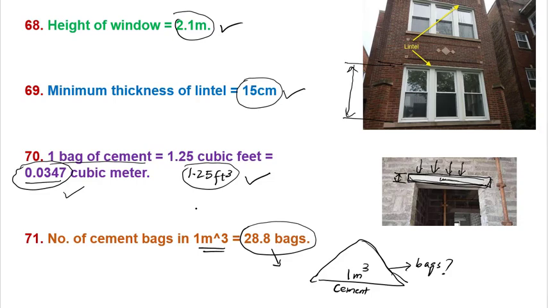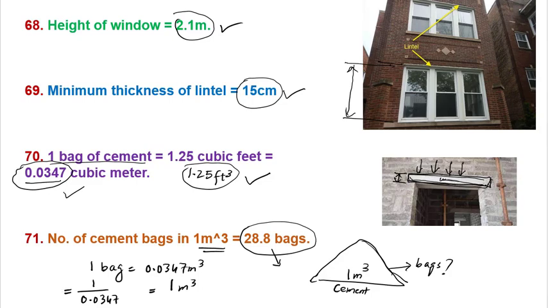So as we know that 1 bag is equal to 0.0347 meter cube, right? And what is 1 meter cube? 1 meter cube will be equal to 1 divided by 0.0347. This will give you the answer if you calculate it.